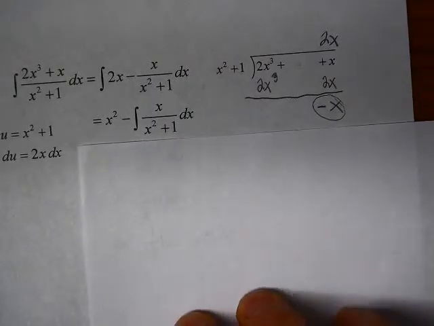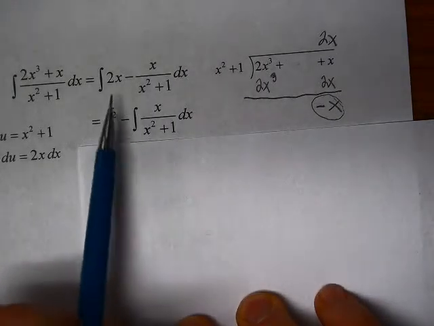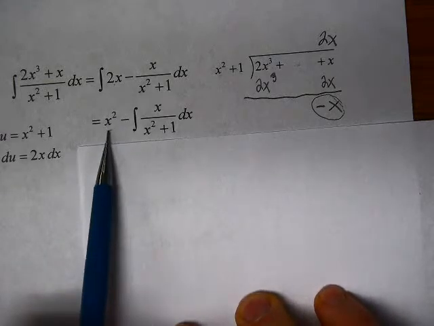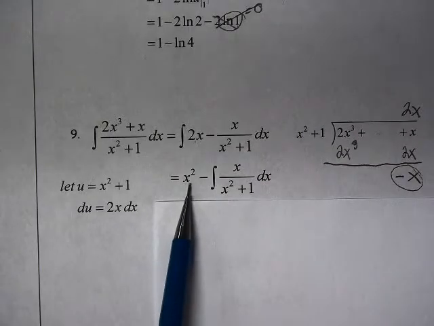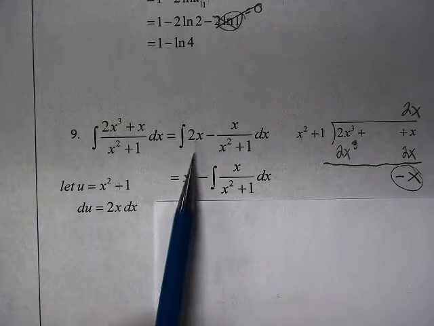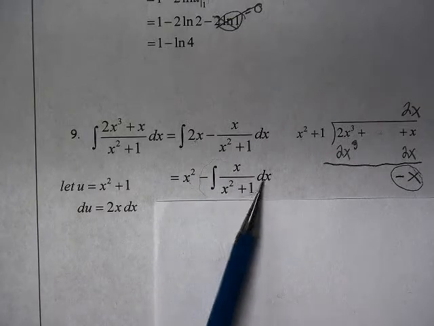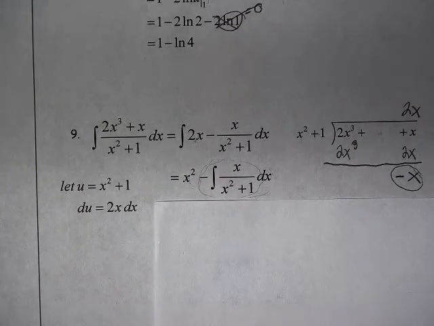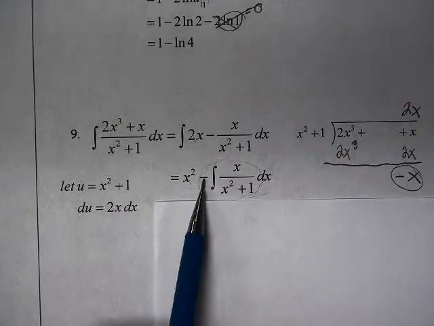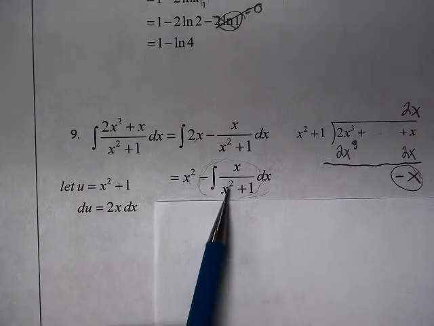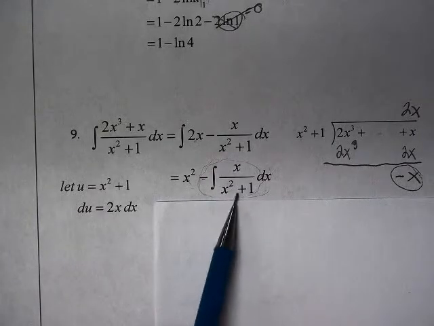Okay, so we have the antiderivative of 2x is x squared. So I've done that part there. All right, so that's an easy antiderivative. Now I can just focus on this antiderivative right here. So I have the negative sign on the outside, and I just have x over x squared plus 1.